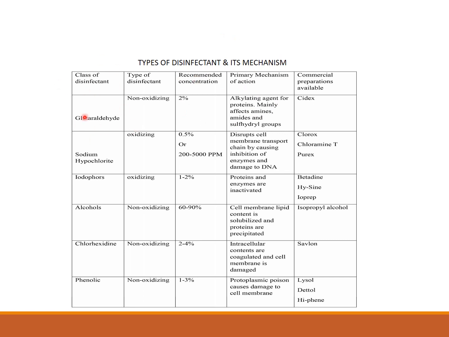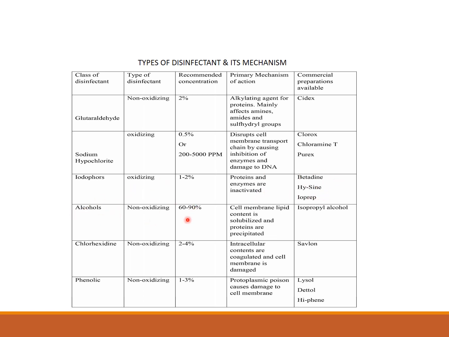Ideally, glutaraldehyde is non-oxidizing. 2% is used, and it is an alkylating agent for proteins, mainly affecting the amines and the sulfhydryl groups. An example is Cidex. For sodium hypochlorite, an example is Clorox. Sodium hypochlorite is also oxidizing, 0.5%, 1 to 2%. It disturbs the layer of the cell membrane, and proteins are deactivated. Betadine is a common example of iodophores, which are also oxidizing.